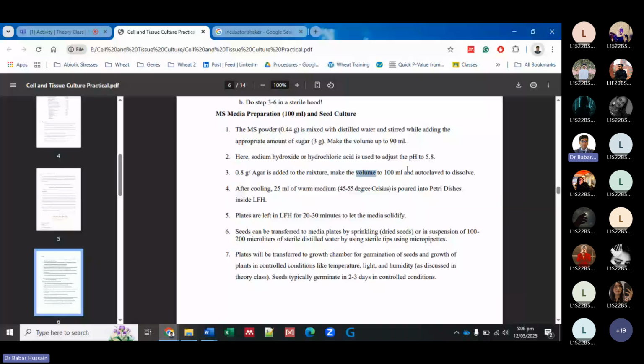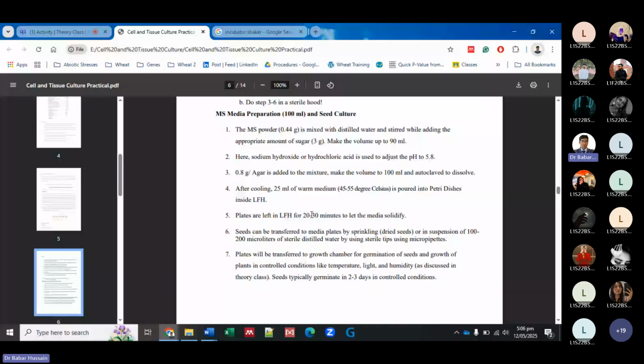And afterwards, we can also place it at agitator so that it is completely mixed, right? Agar is completely mixed. So after doing this, we will autoclave it for 15 to 20 minutes. After cooling, 25 ml of warm media, not the cold one, 25 to 55 degrees Celsius is poured into petri dishes inside the laminar flow hood. Plates are left in laminar flow hood for 25 to 30 minutes so that the media solidifies.